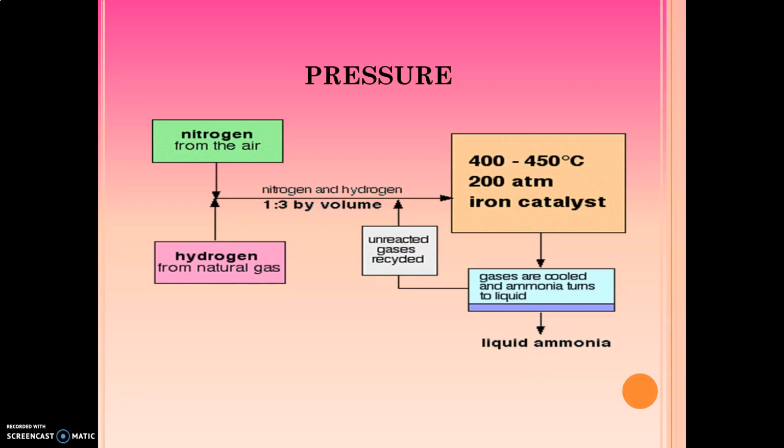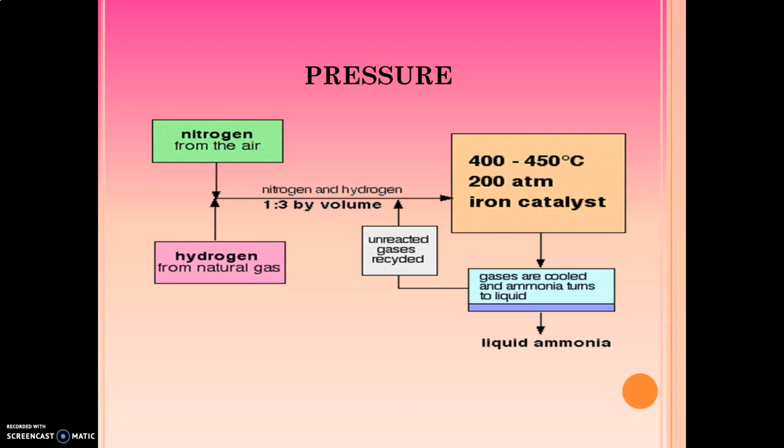Next comes pressure, a condition that is necessary for some reactions to take place. There are certain chemical reactions that take place when reactants are subjected to high pressure. A very good example is Haber's process. Haber's process is the formation of ammonia. You take nitrogen from the air and mix hydrogen along with nitrogen in the ratio of 1 is to 3. That means if you take one part of nitrogen, there should be three parts of hydrogen.